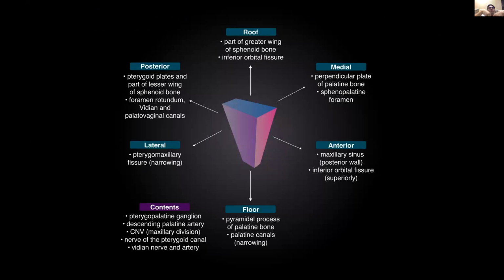The apex of the pyramid is ending on the maxilla. It ends on a maxilla with greater and lesser palatine nerves. So you have the floor of the pyramid, which is actually the apex. It's an inverted pyramid. So the apex is lying on the maxilla, where you have the two important canals, the greater palatine and the lesser palatine canals, which host the lesser palatine and the greater palatine nerve.